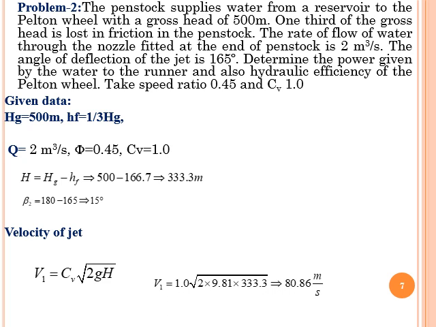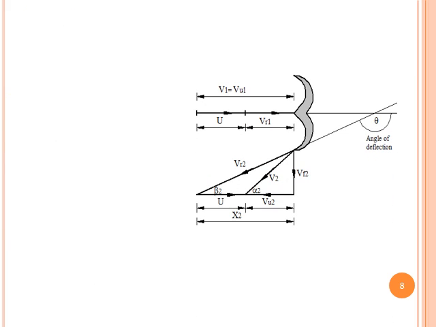V1 is equals to, here C of V is taken as 1 and head is equals to 333.3. So now velocity of jet is 80.86 meter per second. So this is a velocity triangle for Pelton wheel turbine. Here the angle of deflection is given as 165 degree, that is theta. For that reason the beta 2 angle is 15 degree.